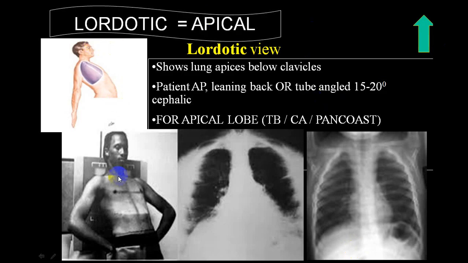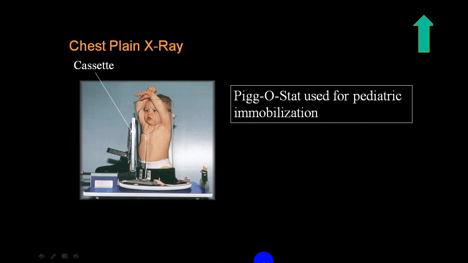In a lordotic view, the person is placed at a certain angle so that the clavicles are separated. You can see this clavicle. The clavicle gets separated out. So whenever you want to see the apical lobe, you will ask for a lordotic view, for identifying the apical lobe in tuberculosis, malignancy, or one tumor we call a Pancoast tumor, an apical lobe tumor. So you can differentiate very clearly when you go for an apical view, or what we call a lordotic view. So this is mainly for the apex of the lung.